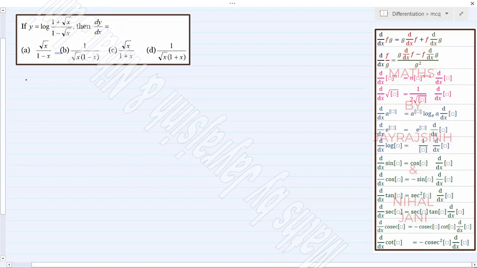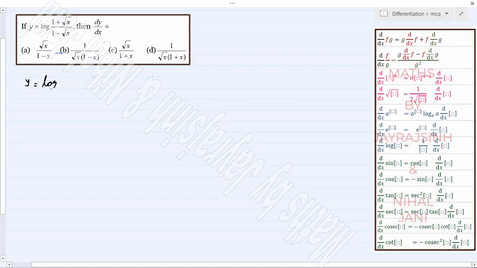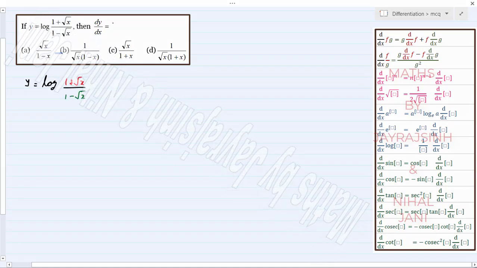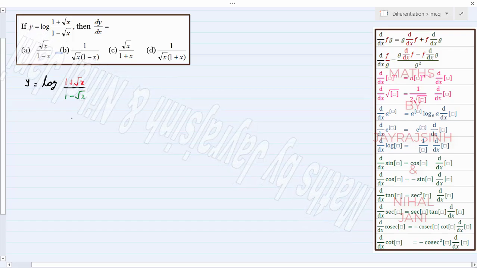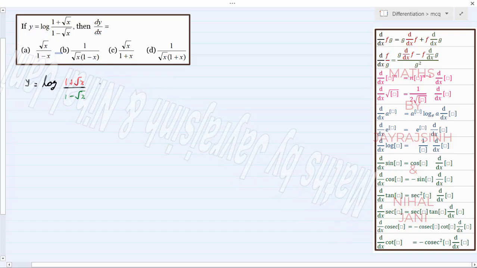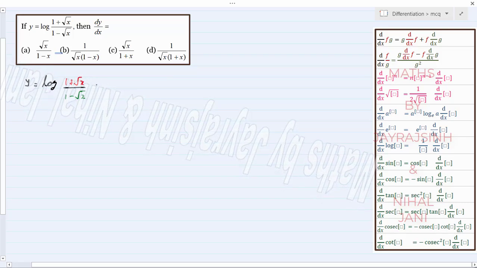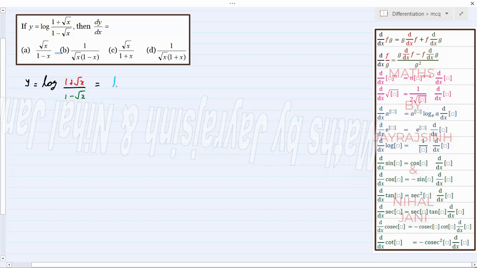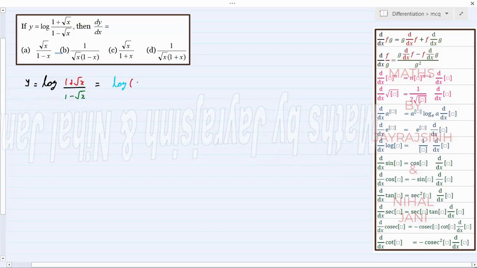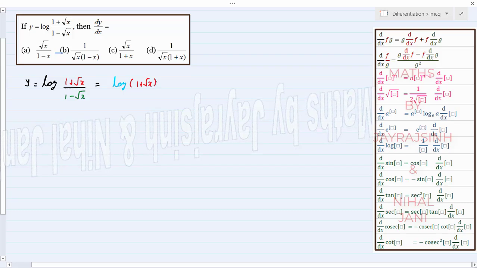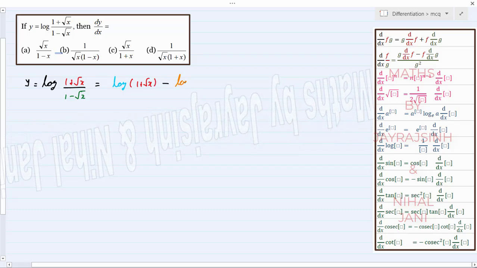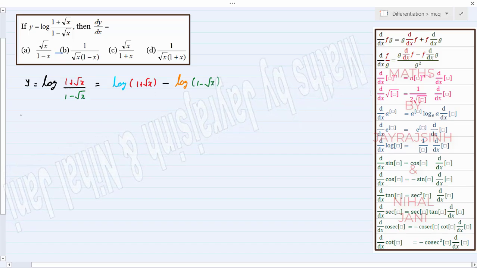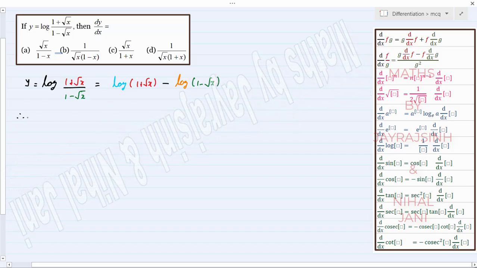Here we have y is equal to log of 1 plus root x upon 1 minus root x, and we have to find out dy by dx. So before we go for differentiation, let's apply the property of log. We have log a by b, so it can be split into log a, which is log 1 plus root x, minus log b, which is log 1 minus root x. So we are ready for differentiation.